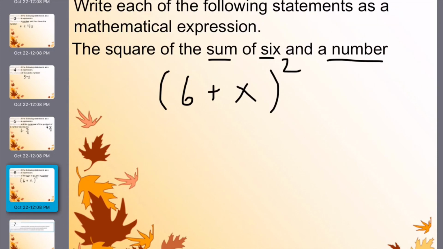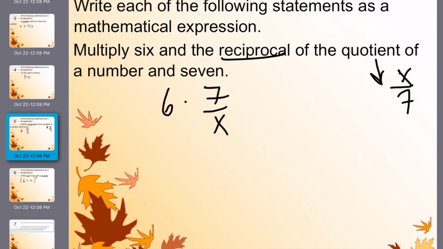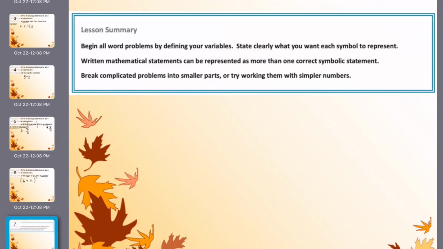And that's exactly what we did for our reciprocal problem. I had to break it down. I had to stop right here because I knew, oh, I have reciprocal, so I need to really pay attention to the quotient of a number and 7. Okay, those are all the examples that I have for our video for today.